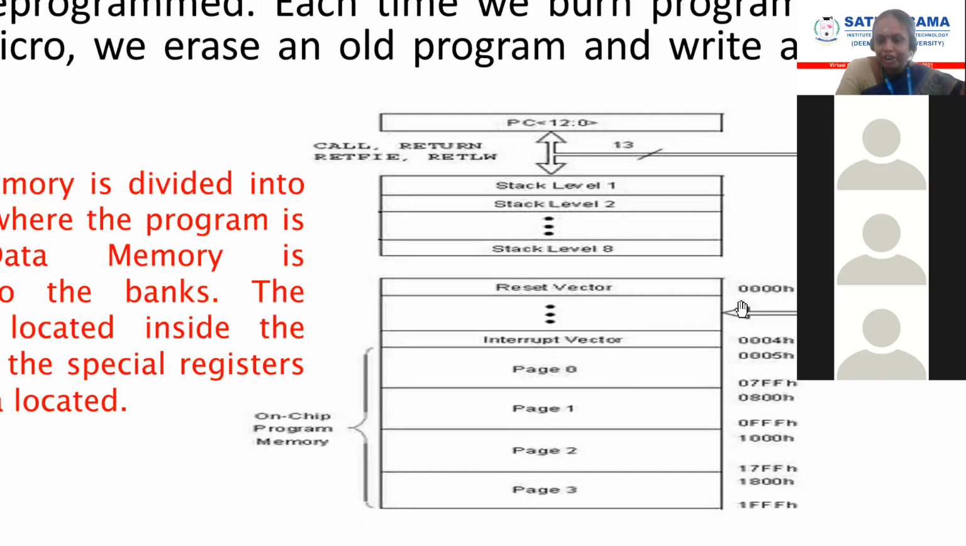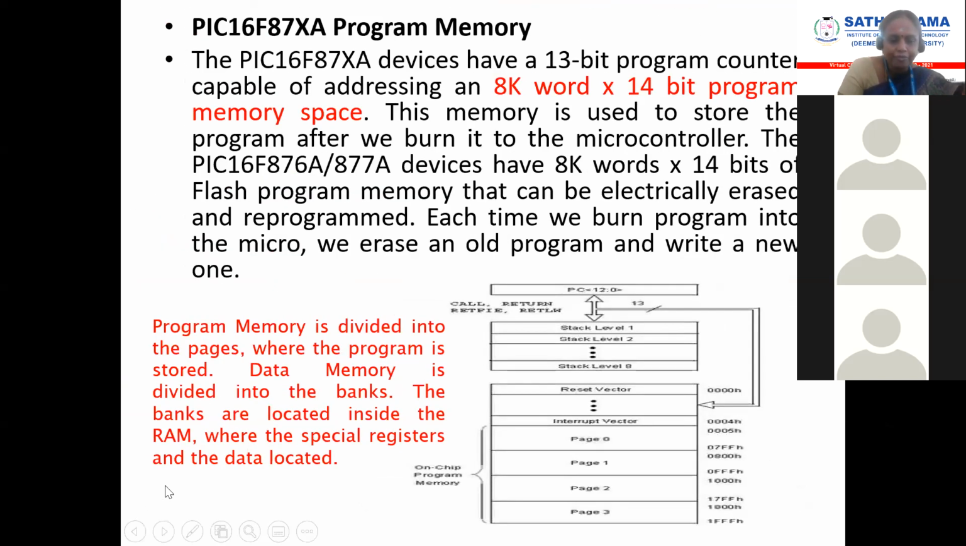So my page 0 will vary from 0000 to 07FF. Actually, this is allocated for interrupt service. Then page 1 capacity is 0800 to 0FFF. Then page 2 capacity is 1000 to 17FF. And page 3 capacity is 1800 to 1FFF. So each page has 2 kilobytes, and totally we have 4 pages. 2K into 4, the total capacity is 8 kilobytes, my onboard memory capacity. They said 14-bit words.